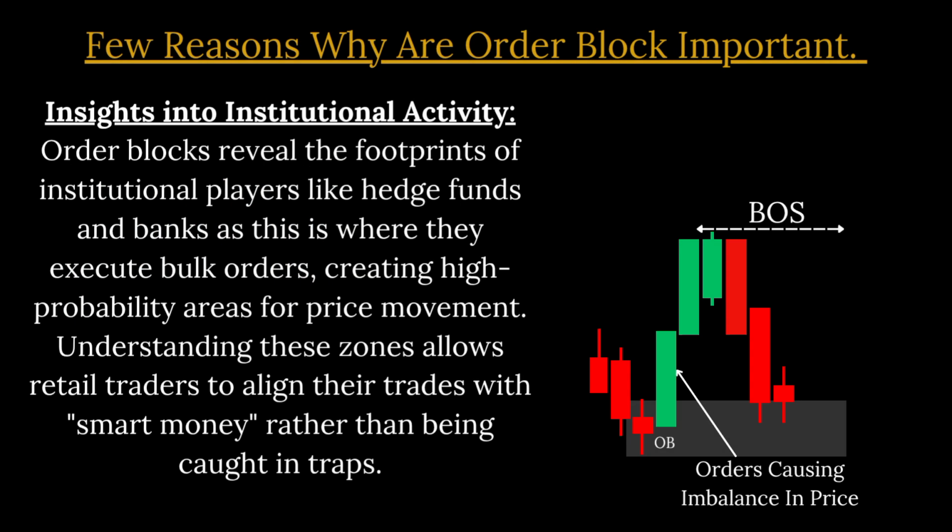Here's why. Number one, insights into institutional activity. Order blocks reveal the footprints of institutional players like hedge funds and banks, as this is where they execute bulk orders, creating high probability areas for price movement. Understanding these zones allows retail traders to align their trades with smart money rather than being caught in traps.